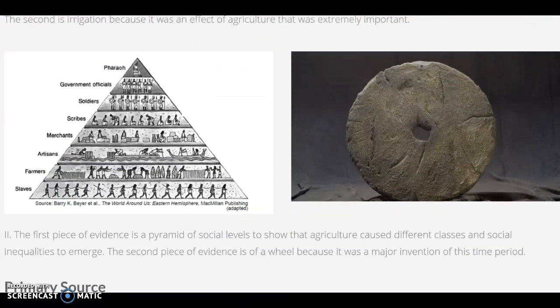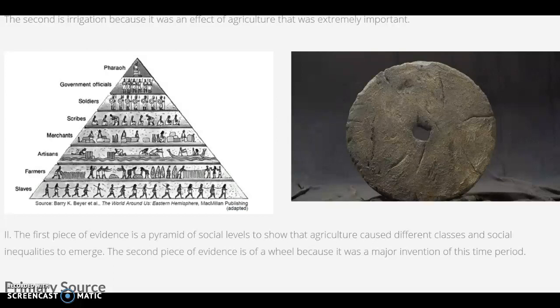The first piece of evidence for this one is just a pyramid of social levels, because agriculture caused different classes and different social inequalities. In addition to just the rich and the poor divide, it caused patriarchy between men and women, because back when everyone was hunter-gatherer, the hunter's job or the man's job was equally important as the woman's job or the gatherer's job. But in this, they don't need to gather anymore because they already have the crops there. So the women's job became seen as less important, so women were seen as less important.